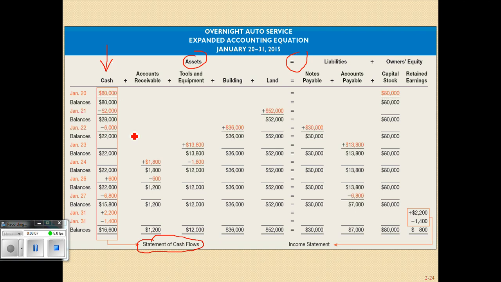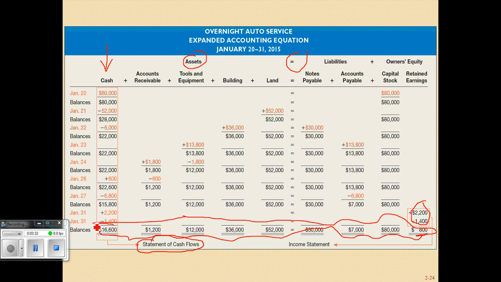What's going to show up on the income statement are those two items that impacted retained earnings, which are down here. That's going to be my income statement. And all of these items along the bottom are what's going to show up in my balance sheet. That's all going to show up in my balance sheet. So all those items there are going to show up in my balance sheet. So that's where the statement of cash flows, the income statement, and the balance sheet items are coming to fruition.